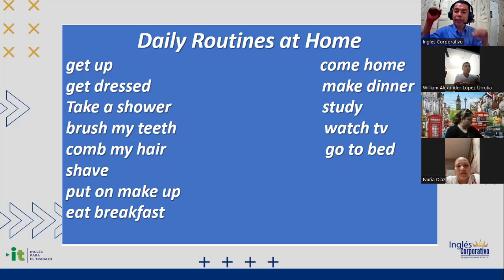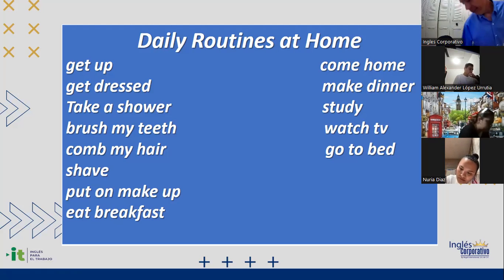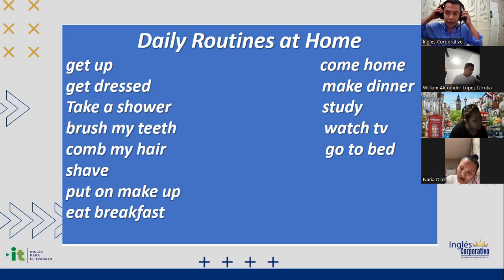Give me a second, somebody's knocking on my door. Alguien toca, regáleme un segundito. Give me a second. Sorry for the interruption. Here I am again.